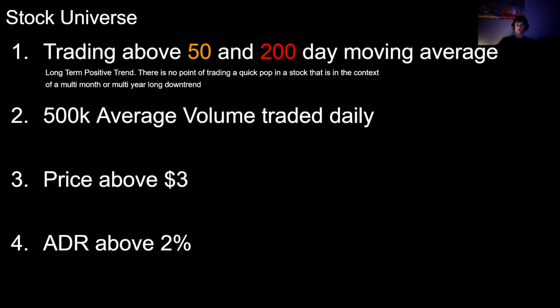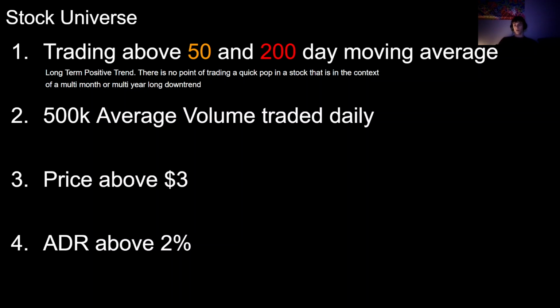So for trading above the 50 and 200-day moving average, I want a long-term positive uptrend. I've never seen a point in trading a really quick pop in a stock that is in the context of a super long, multi-month or multi-year downtrend, unless the ADR is like 30% or something like that, where I know I only need one day. So in general, the only stocks that I'm looking to swing trade are stocks in a long-term uptrend. You sort of have the wind behind you.